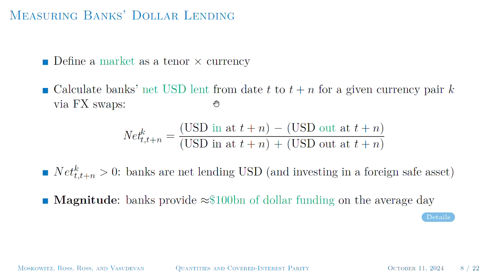And if net is positive, what that means is that banks are net lending dollars. And of course, on the other side, to fully hedge their trade, they need to be investing in a foreign safe asset, like JGBs in the example I gave before. To give you an estimate of the magnitude, banks provide about $100 billion on net of dollar funding on the average day.